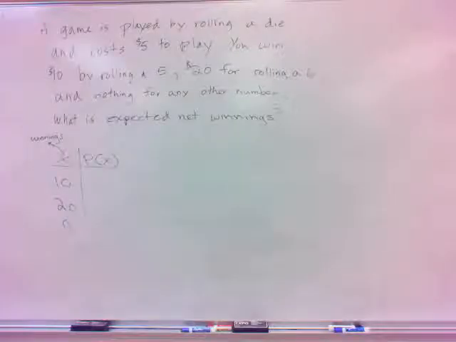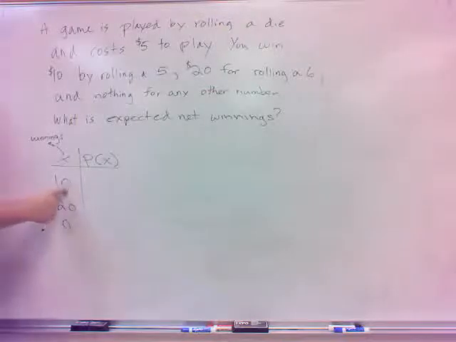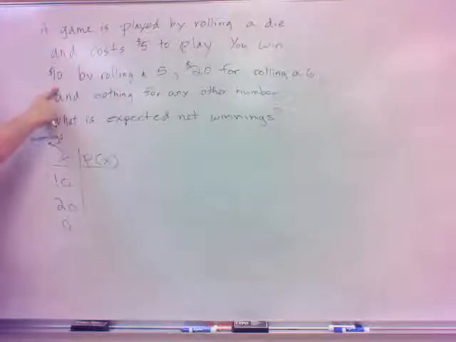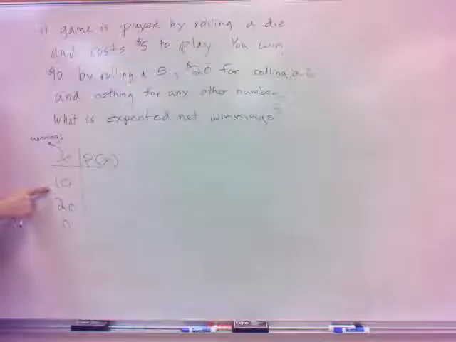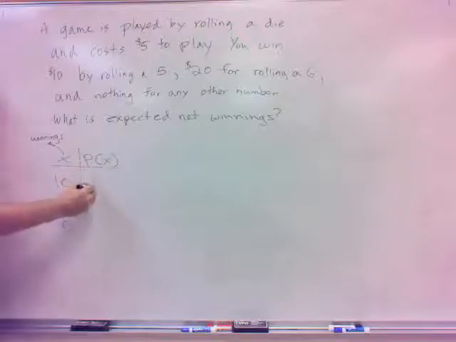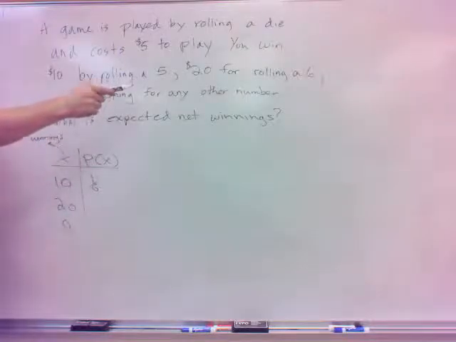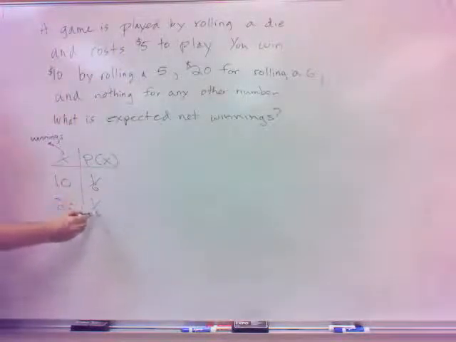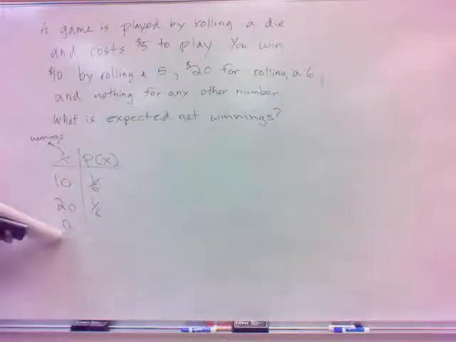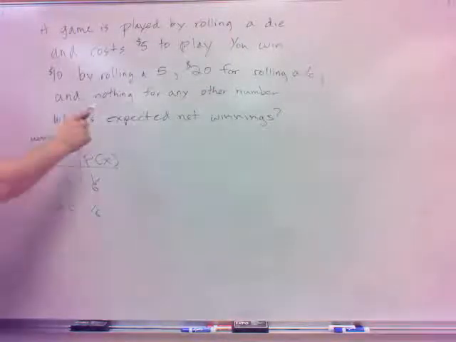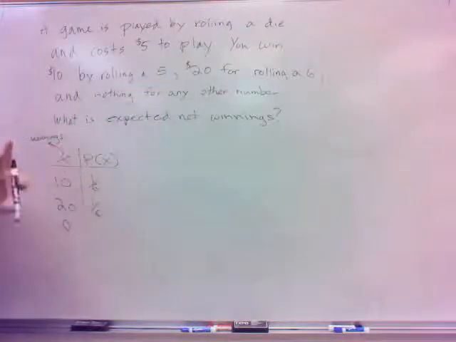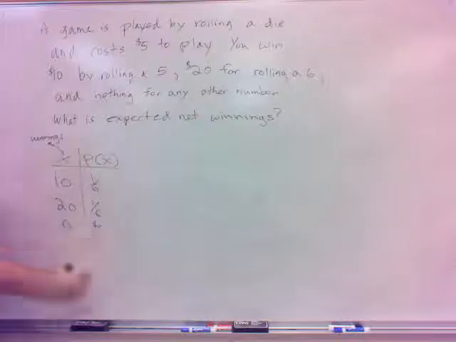All right, what are the probabilities then? So the probability I win $10. Well, I win $10 by rolling a 5, right? So what's the probability I win $10? 1 out of 6. Okay? What's the probability I win $20? Well, that's rolling a 6. Also 1 out of 6. What's the probability I win 0? I get $0 for any other number besides 5 and 6. So that's 1, 2, 3, and 4. Yeah, 4 out of 6. I win $0. Okay?